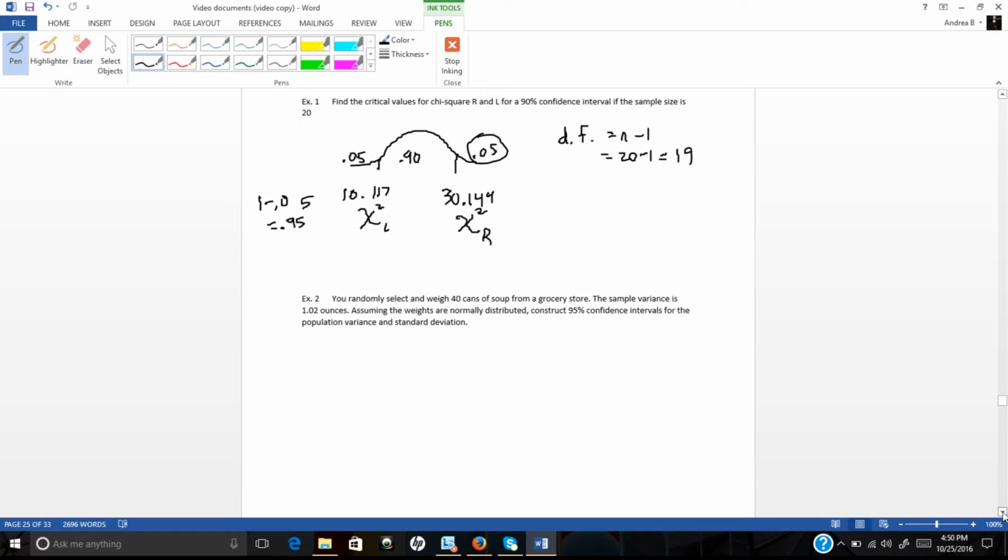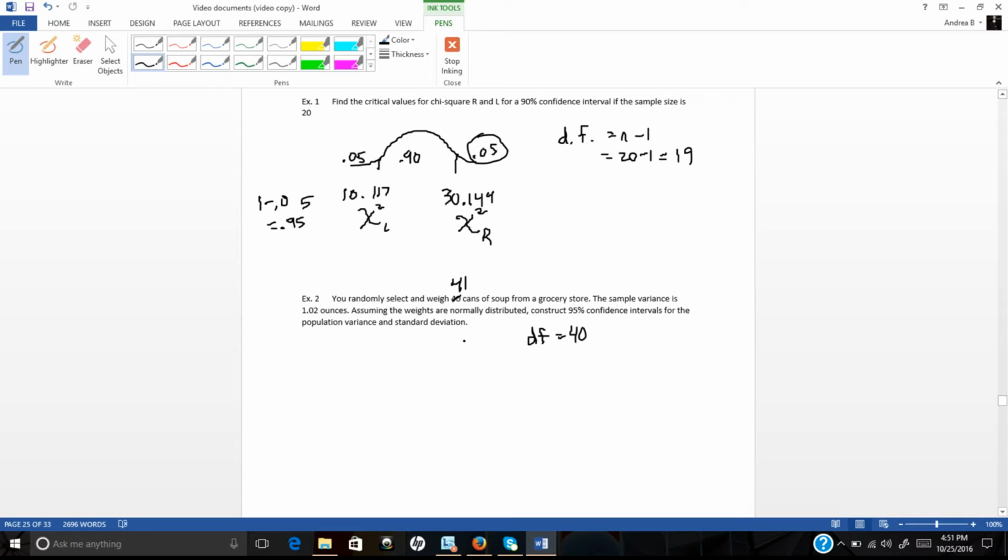Then if we go to a specific case here, for example 2 here, we have that you randomly select and weigh. In this case, I'm going to need to change this value. I didn't notice that first. We're going to change that to a 41. So if you look in your chi-square distribution table, we don't have a degree of freedom of 39 anywhere in that table that we can use. We only have degrees of freedom of 40. So we'll change that value to 41. That way our degrees of freedom, whenever we do our n minus 1, gives us 40 here. So 41 minus 1 gives us 40. So we'll change that there. So edit that in your notes.